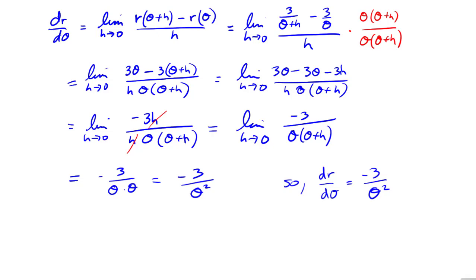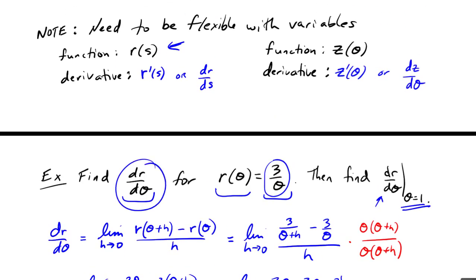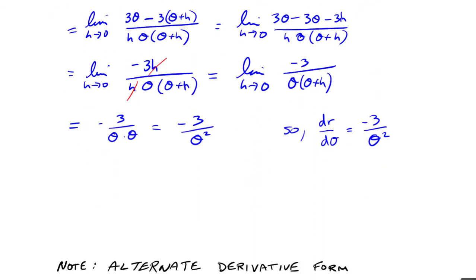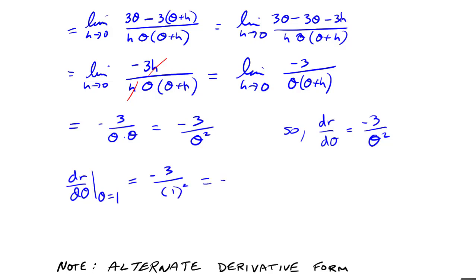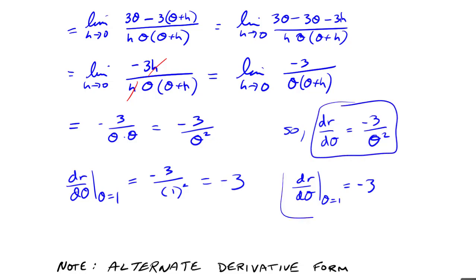Now that wasn't the end of the problem. That was the first thing I was supposed to find. And then I'm supposed to do it for theta equals 1. So dr d theta for theta equals 1 would just be negative 3 over 1 squared, or negative 3. So dr d theta for theta equals 1 is negative 3. So that's the specific value of the derivative when theta is 1. And this is the general derivative, and this was the specific value.